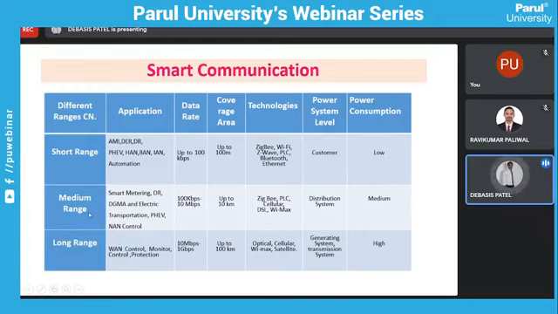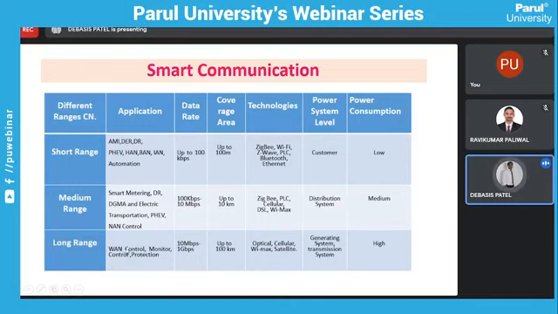So coming to the medium range, whatever medium range means we have transferred through the distribution system. Generally in the distribution system, the data rate is 100 kbps to 10 Mbps, up to 10 kilometers. Similarly, cellular communication technology or 5G, 6G comes under medium range. This comes under the distribution system, that is medium range power consumption.